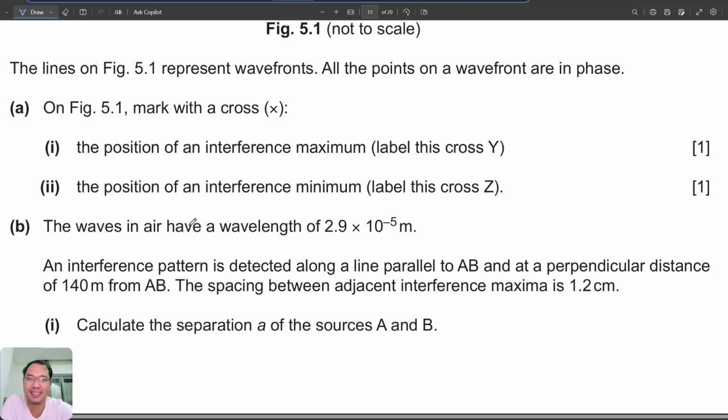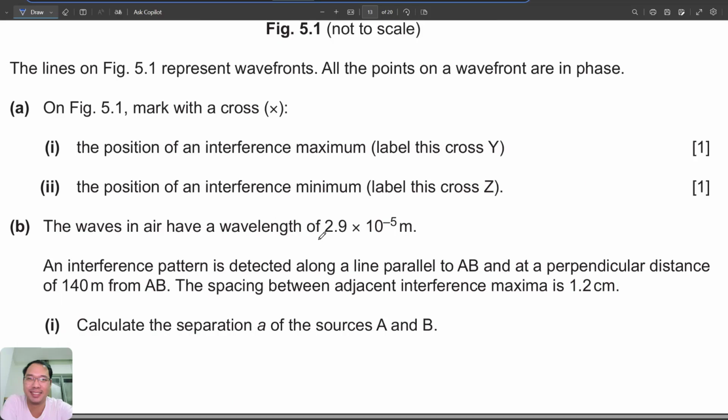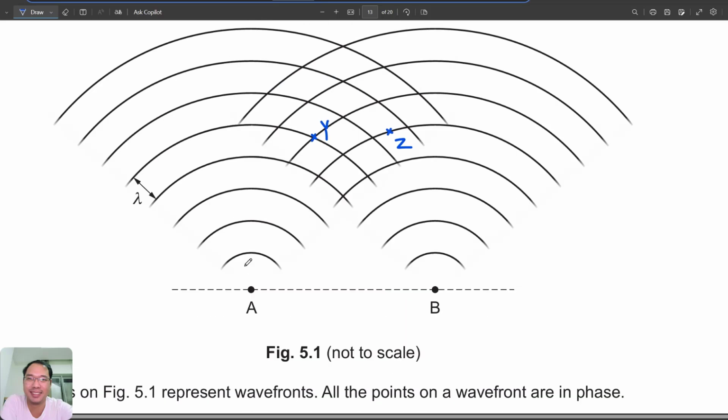Question B. The waves in the air have a wavelength of 2.9 times 10 to the power negative 5 meters. An interference pattern is detected along a line parallel to AB and at a perpendicular distance of 140 meters from AB. A horizontal line like this, parallel to AB, and the perpendicular distance between this line and AB is 140 meters.